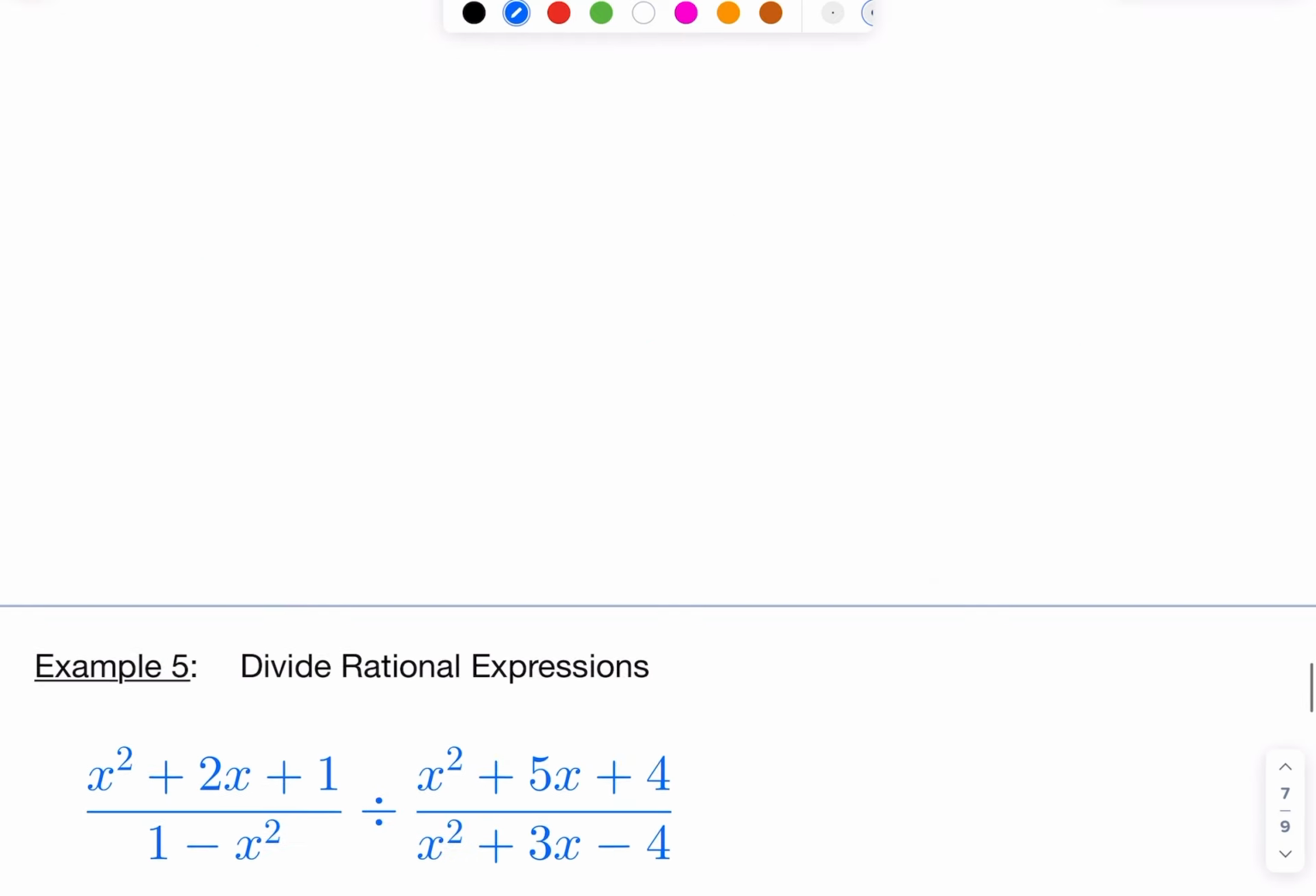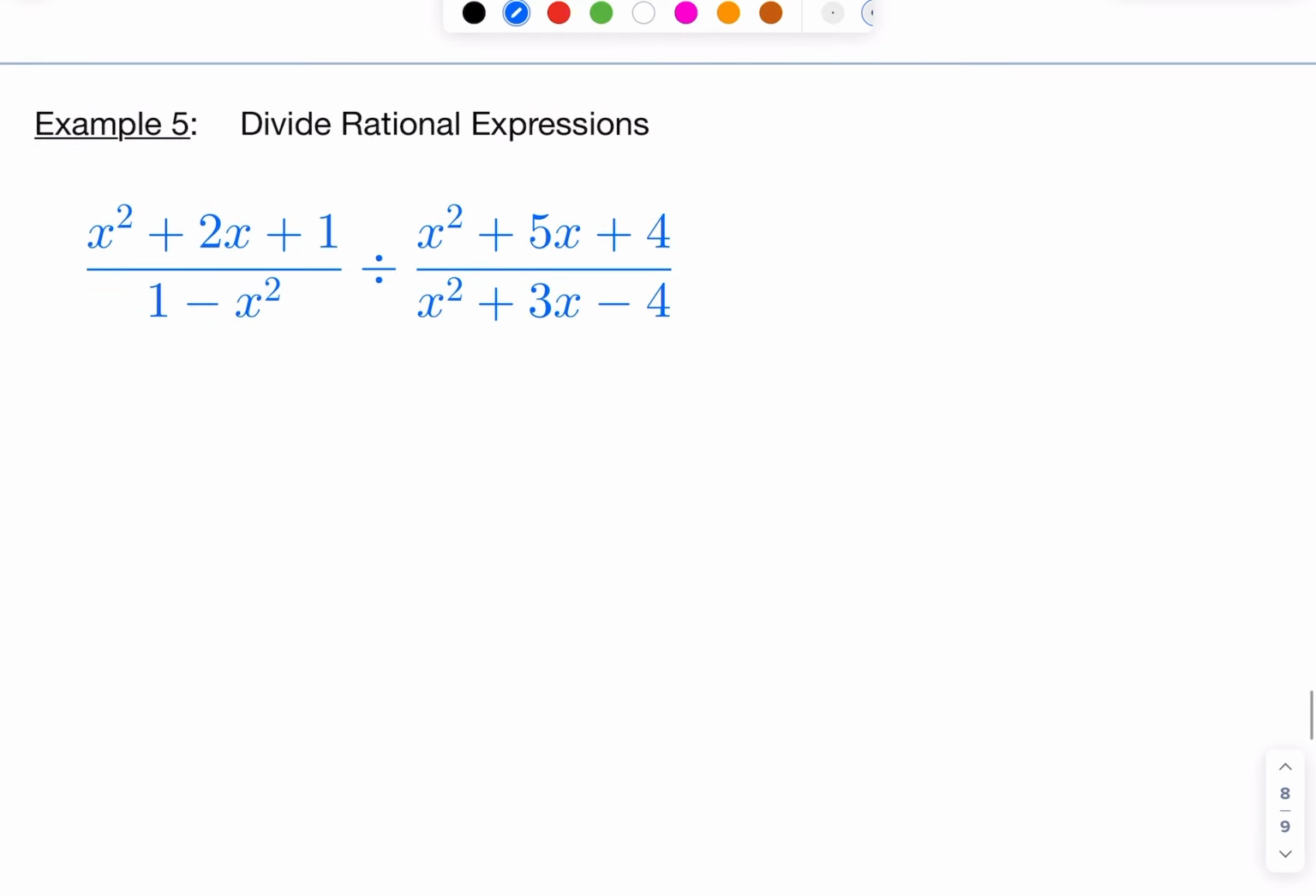Okay, moving on to the last example. Here we are now dividing rational expressions. Dividing rational expressions is actually fairly straightforward in that all we need to do is multiply by the reciprocal. Okay, so what do I mean by that? I'm going to go ahead and rewrite this as x squared plus 2x plus 1 over 1 minus x squared. And then instead of dividing, we're going to multiply, and then we're going to flip the next set of fractions.